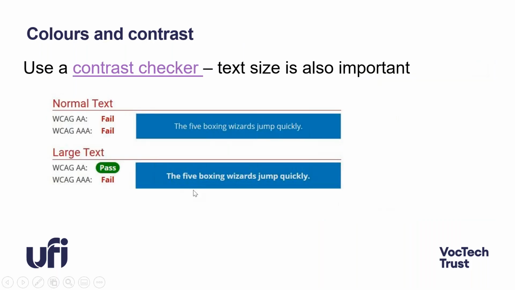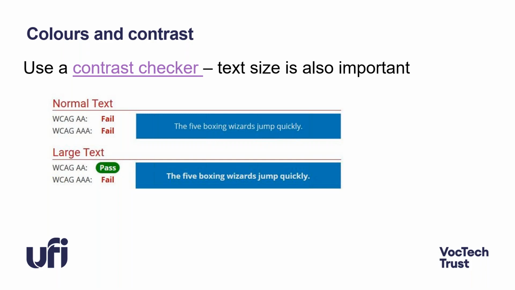I haven't mentioned colours and contrast either. Use a contrast checker, particularly on web pages or learning objects, something like that. And also, this is a screenshot from the WebAIM site. The link again for that is on later on.